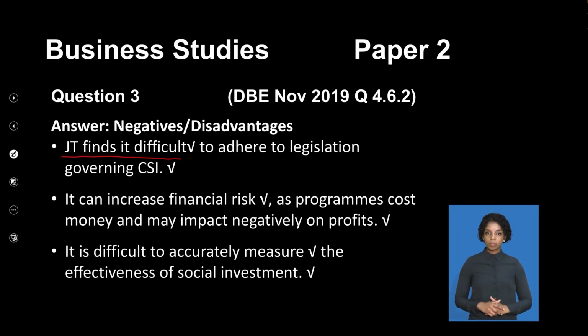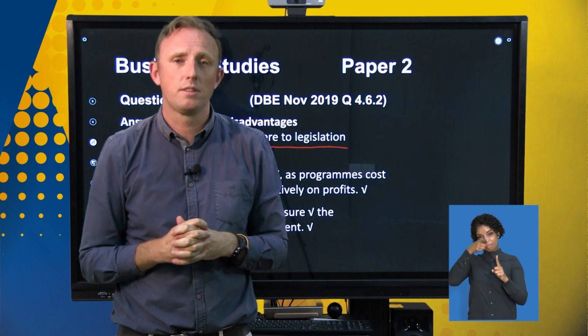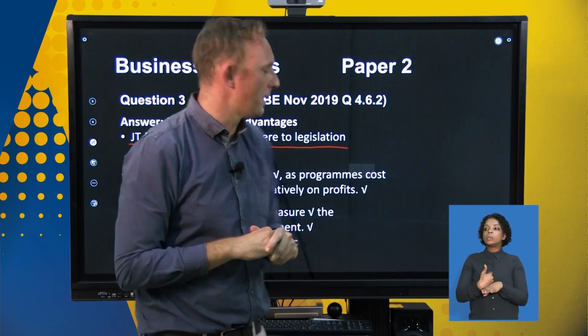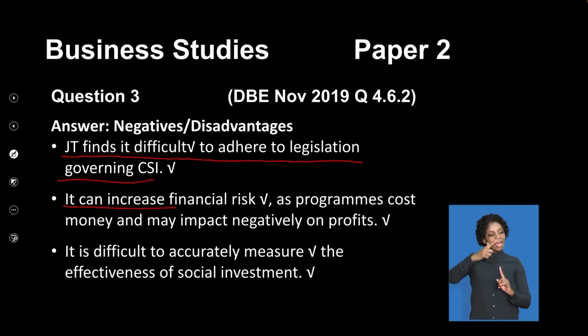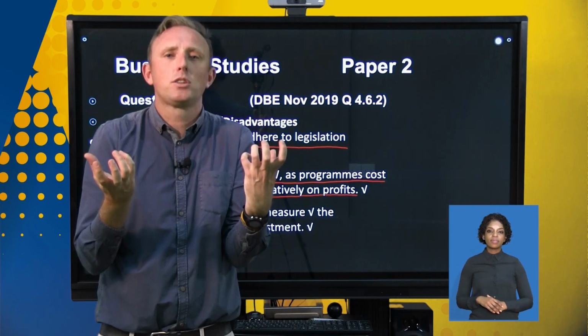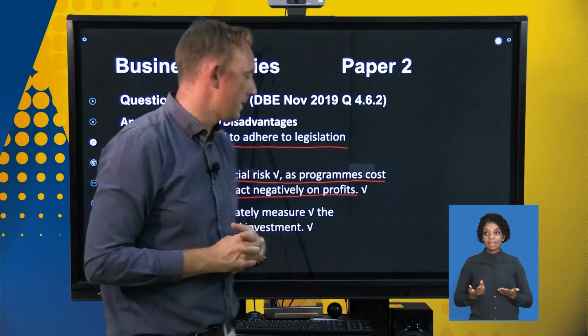It finds it difficult to adhere to legislation governing CSR. So you're going to have to perhaps even pull in an expert to make sure that you comply with the legislation when it comes to corporate social investment, which is going to be time consuming as well as an extra expense for the business. It can increase financial risk as programs cost money and may impact negatively on profits, which I've already mentioned earlier. So we're going to be losing out on that money, which may not be that effective for the business, right?